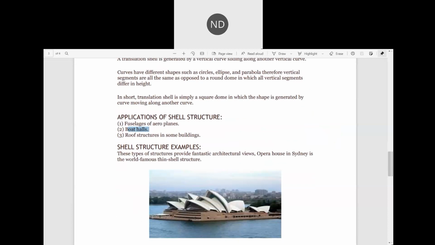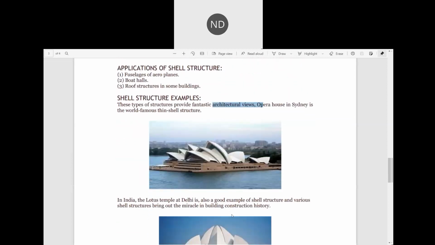The best examples of shell structure till now, if I show you, is this type of structure which provides a fantastic architectural view, the Opera House in Sydney. It is one of the best examples of shell structure, the world famous thin shell structure. You see here the north light structure is used. The north side is facing, and also you can say it to be a barrel vault structure, shell structure.